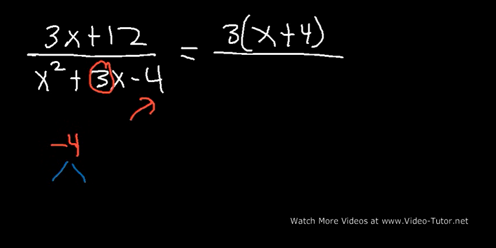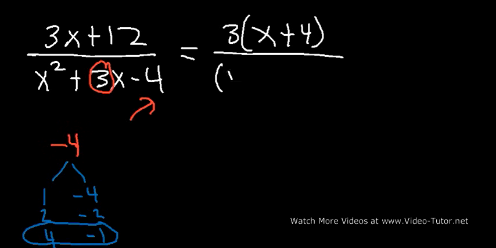So if we divide negative 4 by 1, we're going to get negative 4. If we divide it by 2, we'll get negative 2. Notice that 1 plus negative 4 is negative 3. So if we divide by 4, we'll get negative 1. 4 plus negative 1 is positive 3. So the answer to factor it is just going to be x plus 4 times x minus 1.